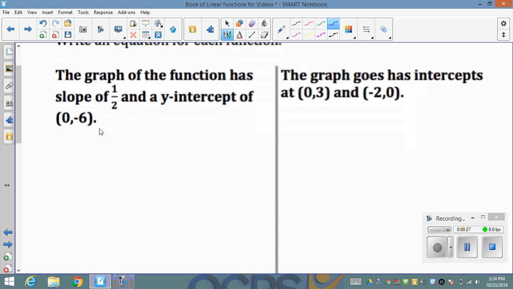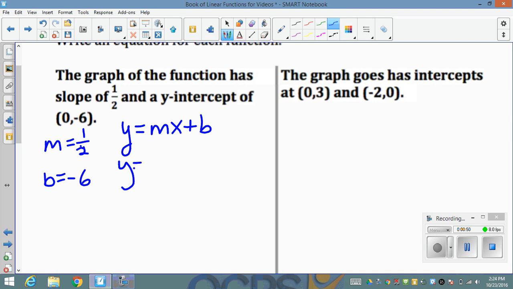So our first example, the graph of the linear function has a slope of 1/2, so m equals 1/2, and a y-intercept of (0, -6). That means our b is -6. This one's one of the easy ones because in the equation y equals mx plus b, they are giving me the m, and they are giving me the b.